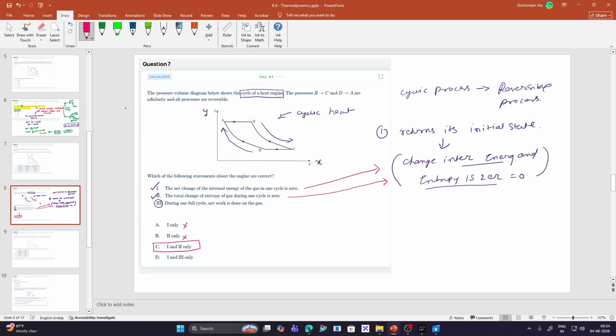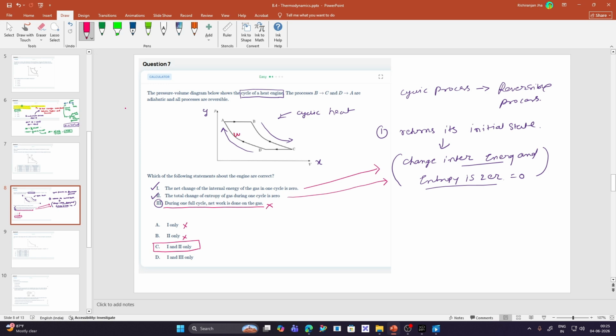And the third option, why we did not choose the third option in this? Because during one full cycle, net work is done on the gas, which is incorrect. If we actually look at the curve, we understand it's a cyclic process as well as a reversible process. So from this, we can conclude that the work done during the full cycle is done by the gas. Work is not done on the gas.